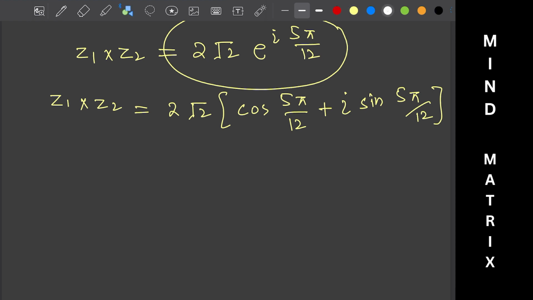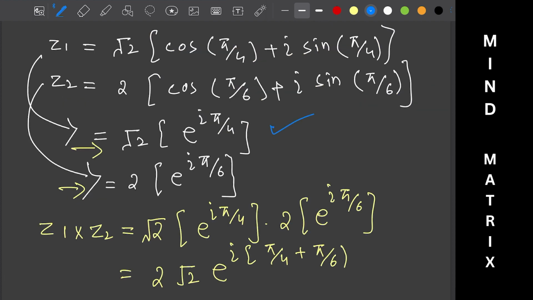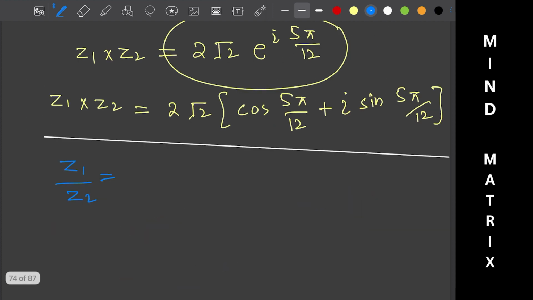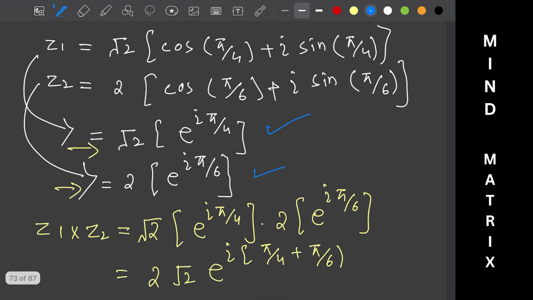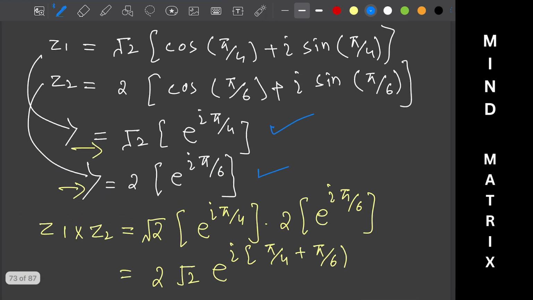So according to the question we are going to divide these two numbers. So z1 over z2 equals, these are the values of z1 and z2. So root 2 e^(iπ/4), this is the value of z1, and similarly 2 e^(iπ/6), this is the value of z2.